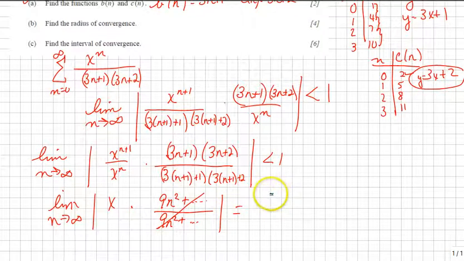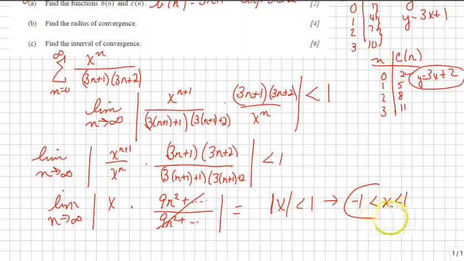So the limit as n goes to infinity is simply the absolute value of x. And that has to be less than 1. So since the absolute value of x has to be less than 1, that means x must be less than 1 and greater than negative 1. So from this, we can figure out what the radius of convergence is.